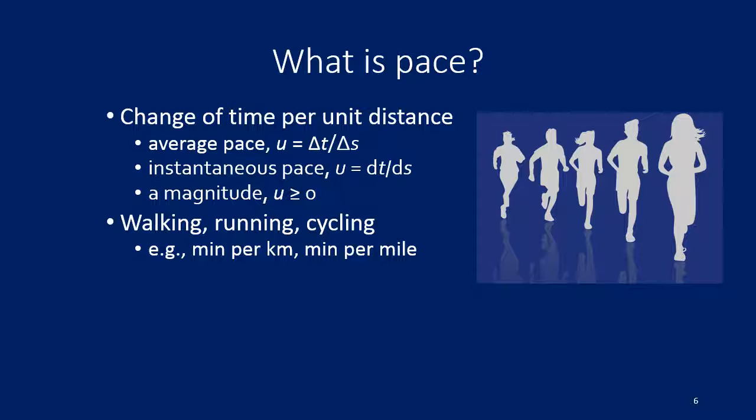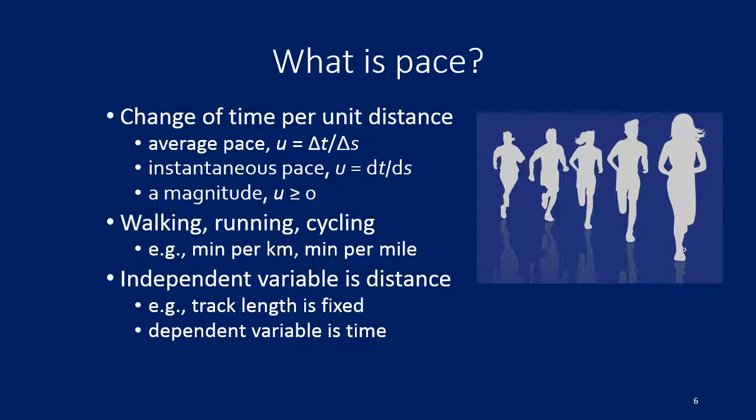So for example, in walking, running, or cycling, pace is often used as minutes per kilometer or minutes per mile. And the independent variable is distance. So for example, if you have a fixed track length for a race, then that's given. And what you're measuring, the dependent variable, is time. That's what you're focused on. One interesting thing is that lower numbers mean a faster pace, because that means that a shorter amount of time is used.